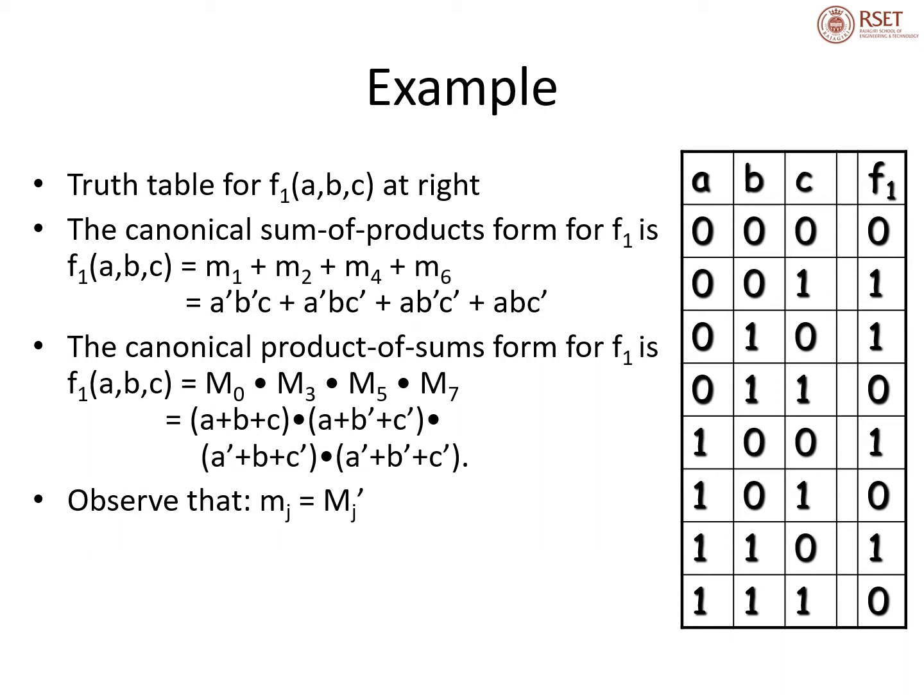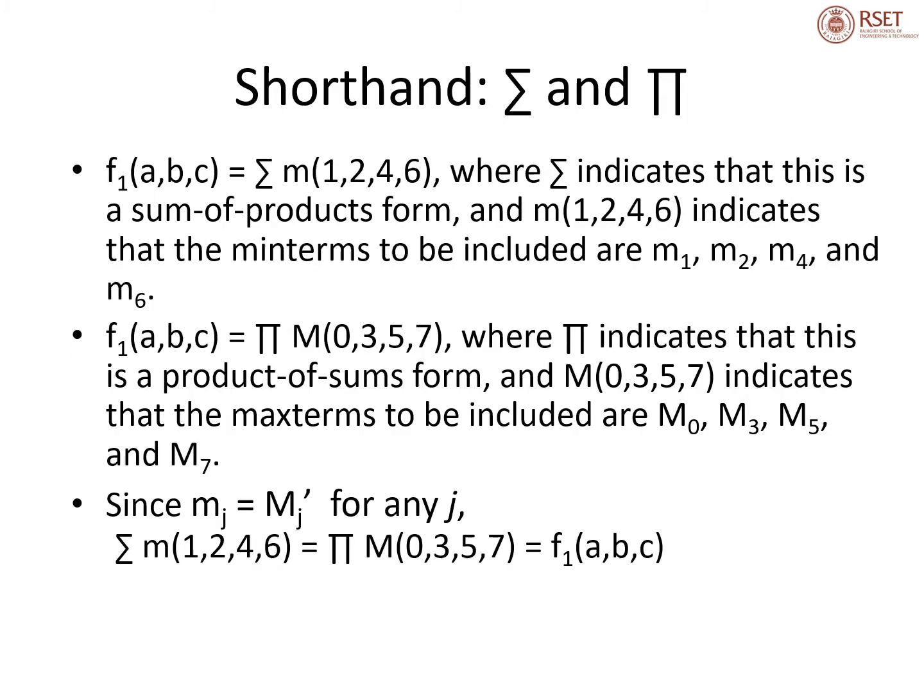So this explains the two ways of representing your function f1, which is the canonical sum of product form and the canonical product of sum form. Now we have a shorthand representation for the sum of products and for the product of sums. The sum of product terms is represented with sigma and the product of sums will be pi. So the function f1 with the variables a, b, c can be represented as sigma m of 1, 2, 4, 6.